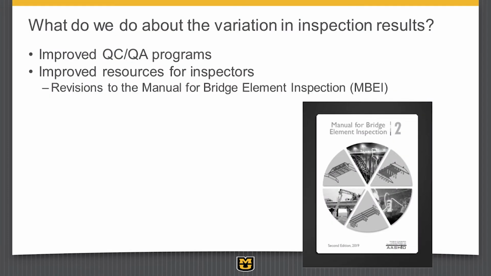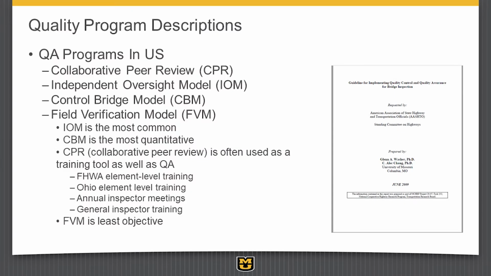So what do we do about all this change? Well, a lot of the changes in the Manual for Bridge Element Inspection came off of this research and other stuff that's been done over the years. What can you do? Well, you can improve quality control and quality assurance programs. And the second thing is improved resources for inspectors. And so the revisions for the Manual for Bridge Element Inspections, a lot of them are pointed at improving the resources available for inspectors.